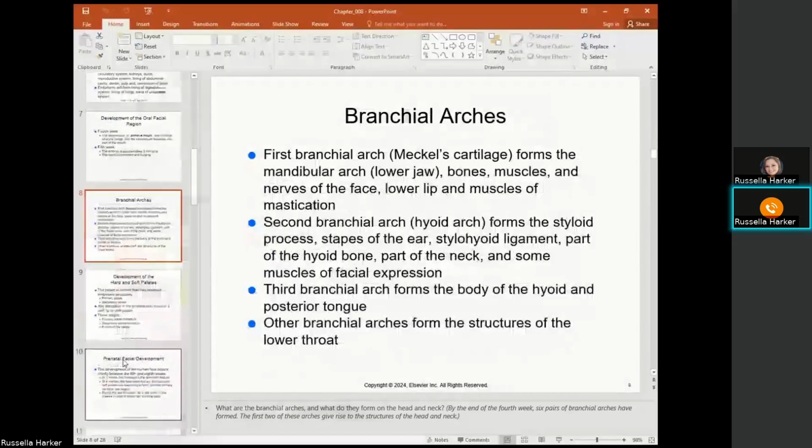With the first branchial arch, Meckel's cartilage forms the mandibular arch, or the lower jaw. Bones, muscles, and nerves of the face, the lower lip, and the muscles of mastication form. The second branchial arch, the hyoid arch, forms the styloid process, stapes of the ear, the stylohyoid ligament, part of the hyoid bone, part of the neck, and some muscles of mastication. And the third branchial arch forms the body of the hyoid and posterior tongue. Other branchial arches form the structures of the lower throat.